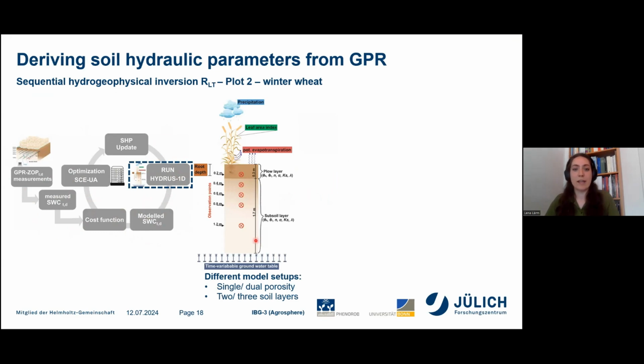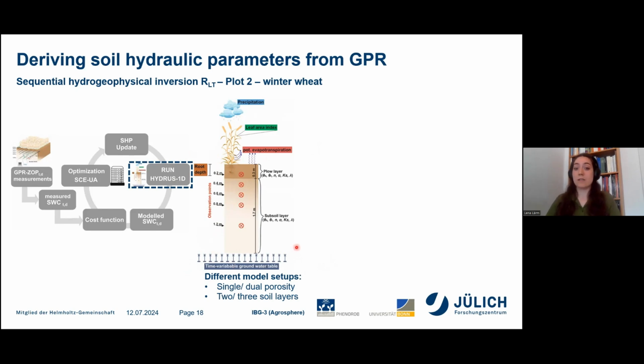So we have different soil layers, our observation tubes, and as input, we use the precipitation, leaf area index, potential evapotranspiration, and the rooting depths. On the lower boundary condition, we have a time variable groundwater table, since we know the groundwater is influencing our measurements. We tested different model setups.